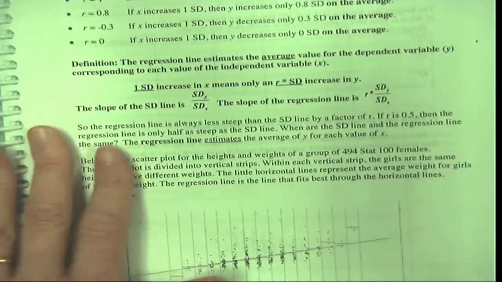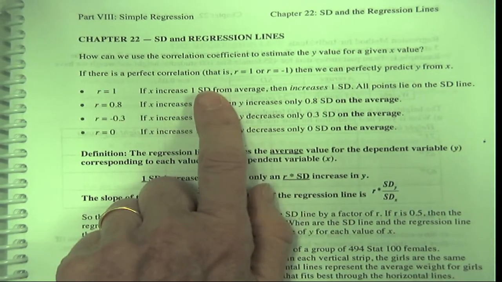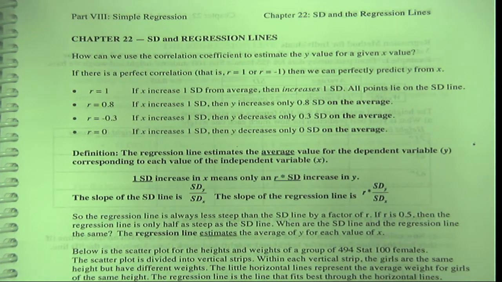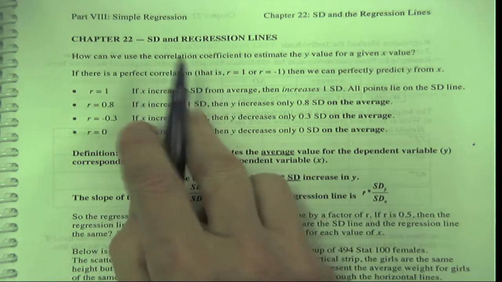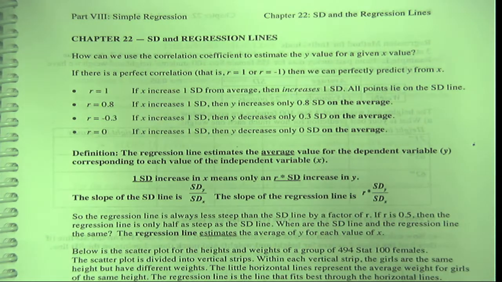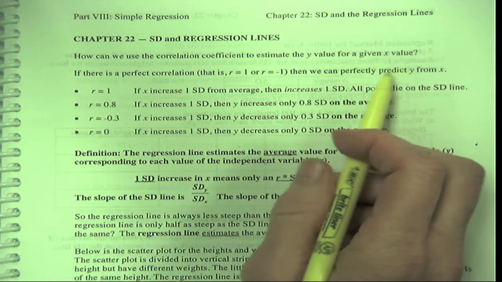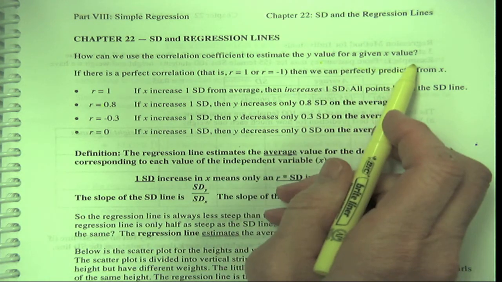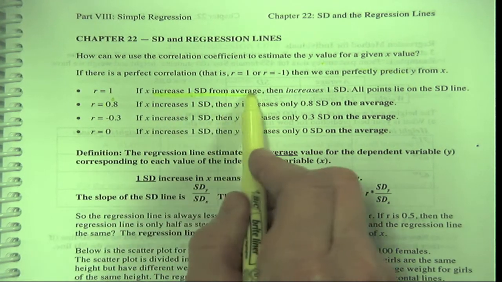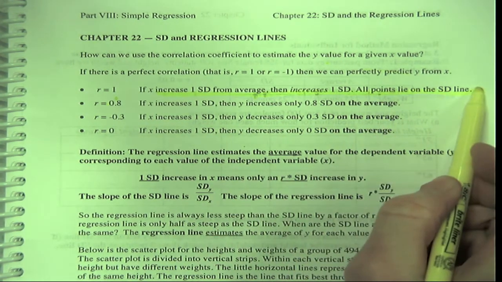And now we're going to look at how you actually calculate the slope, how you actually calculate the regression line. So let's look at it. First, we did a lot of this in answer to a question, so this should be very easy now. How can we use the correlation coefficient to estimate the average y value for a given x? Well, when r is equal to 0, if you go up 1 standard deviation from average in the x direction, then y will go up 1 standard deviation. We just looked at that.